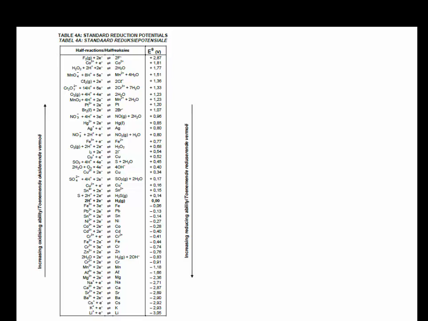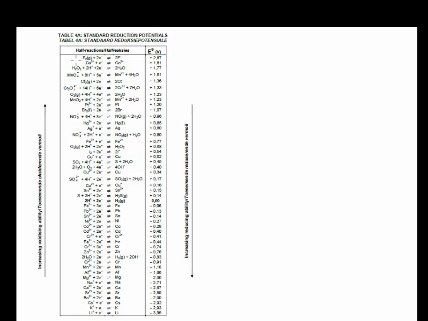We have oxidation and reduction half reactions that we're looking at today. And using that, we're going to use table 4a. You can use table 4a or 4b. I suggest you use 4a because that's the one that I'm explaining. So when you look at this table, you'll see at the top of the table that we have F2.